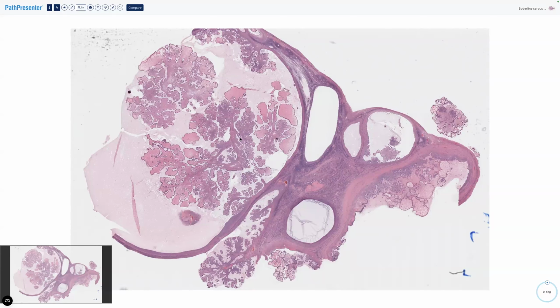Okay, so the serous borderline tumor is intermediate in the pathway between serous cystadenoma and low-grade serous carcinoma. Okay, so low-grade serous carcinoma, you actually don't need to know about in your first year. I reckon it's a second year problem.